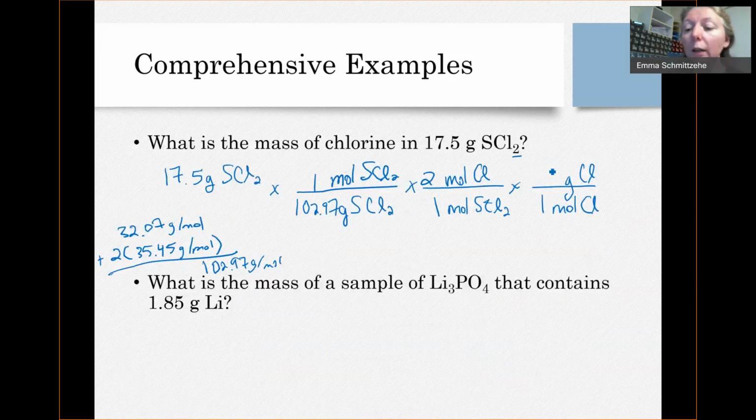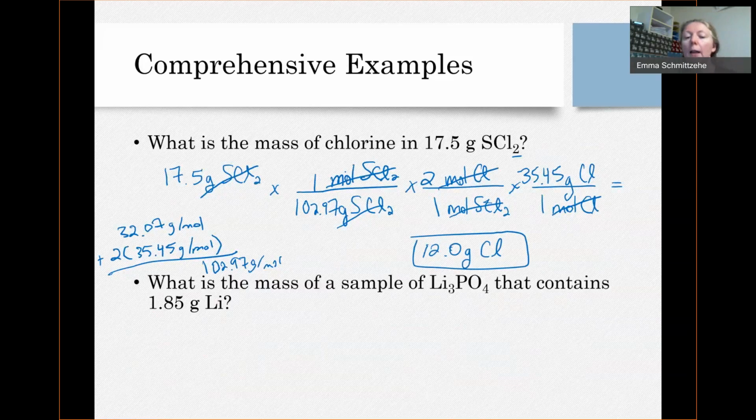And 1 mole of chlorine is 35.45 grams. That you get from the periodic table. And so this setup cancels my grams, cancels the moles of SCl2, cancels the moles of chlorine, and gives me grams of chlorine, which is what I'm wanting. So I'm going to take 17.5, divide by 102.97 times 2 and times 35.45. And that gives me 12.0 grams of chlorine.